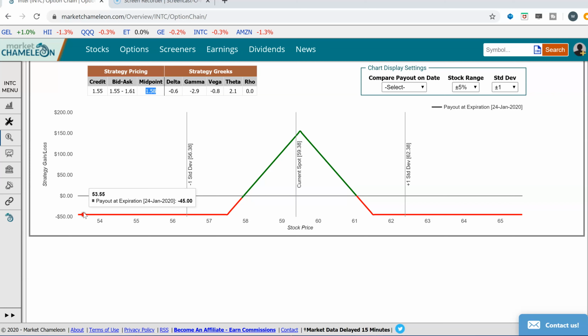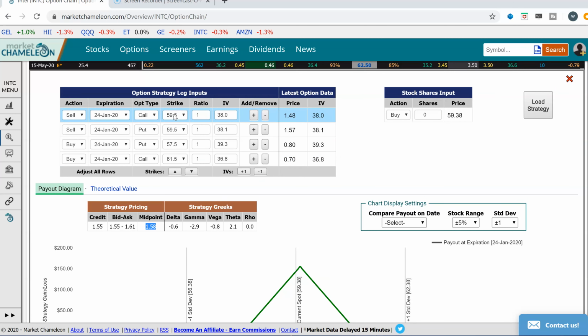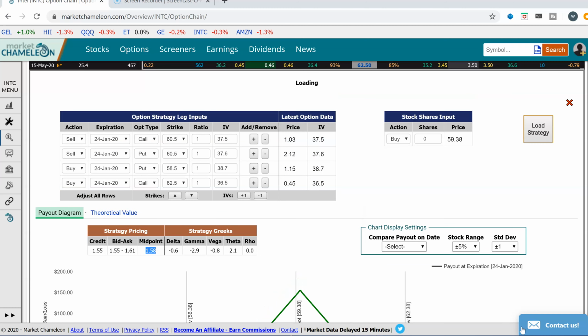Now that we have it, we could also play around maybe with the strikes. Let's say this is the right strategy we want, but maybe we're a little bit more bullish and we think that the stock is more likely to drift up a little bit. So over here, we see here are all the strikes. So I'm going to click on here and raise all these strikes up one, or let's raise it up 2 clicks. So we raise it up by 1 strike, and then I'm going to reload that strategy.